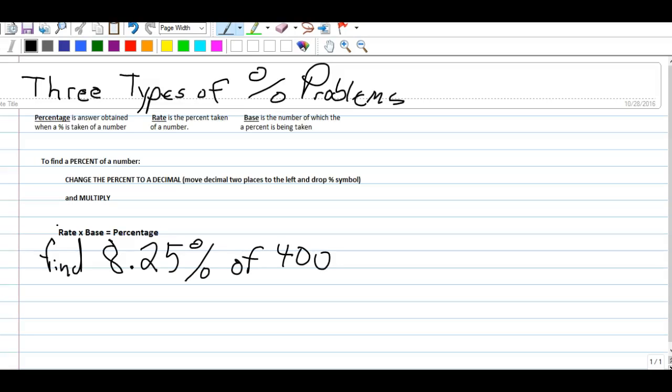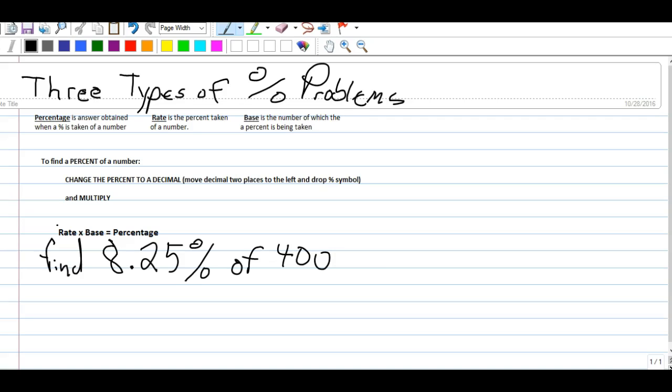In this video, we're going to examine three types of percent problems. And there's some basic terminology that you should know: percentage, rate, and base. Percentage is the answer obtained when a percent is taken of a number. Rate is the percent taken of a number. And base is the number of which the percent is being taken.